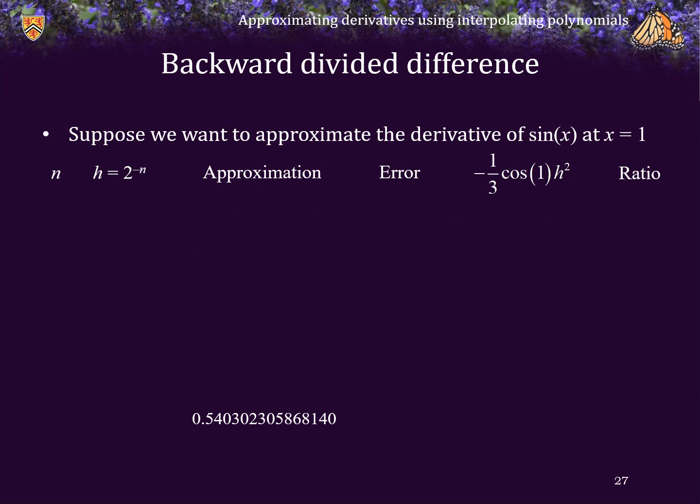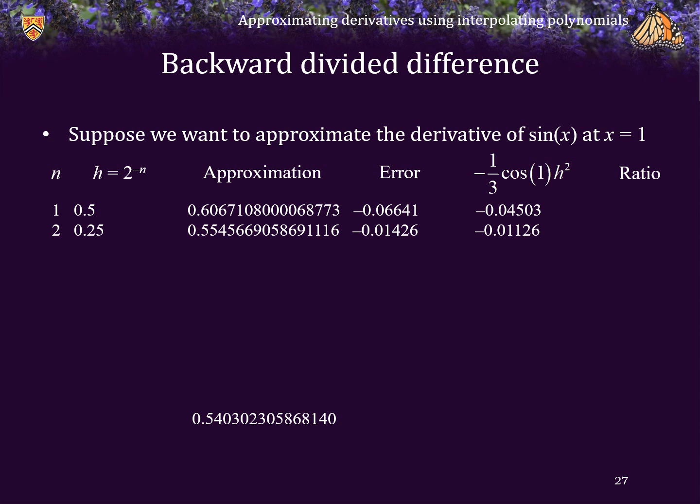So let's again approximate the derivative of sine of x at x equals 1, and there's the approximation of the error term, and at the bottom we see the correct answer. So again, with n equal to 1, h is equal to 0.5. Notice already that our approximation of the error is significantly worse than before. But nevertheless, the error does seem to be dropping by a factor of 4. Not quite a factor of 4, it's actually dropping by almost a factor of 5 at this point.